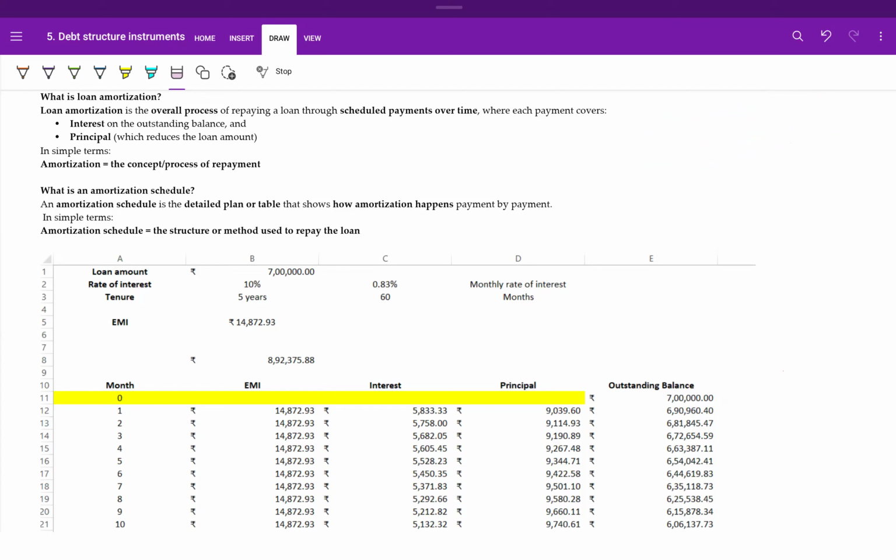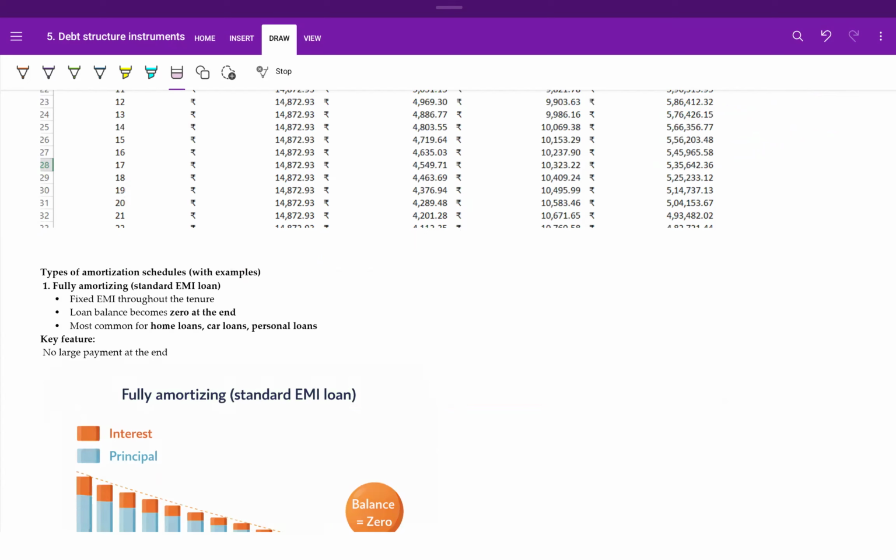Okay, there are types of amortization schedules, and we have examples also. So let's talk about the fully amortizing loan, the loan which is amortizing itself, the fully amortizing standard EMI loan. These are also known as standard EMI loans. This is what we discussed in the previous reading and at the start of this lecture.